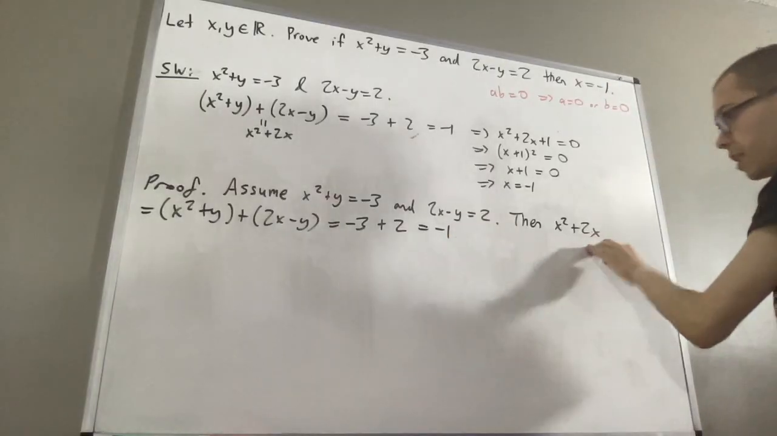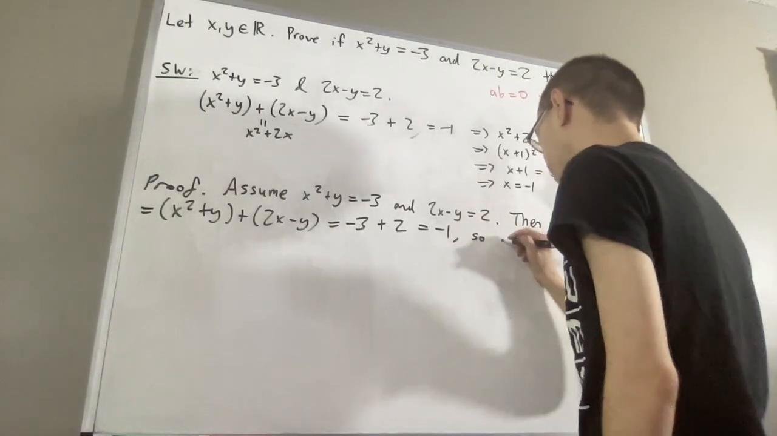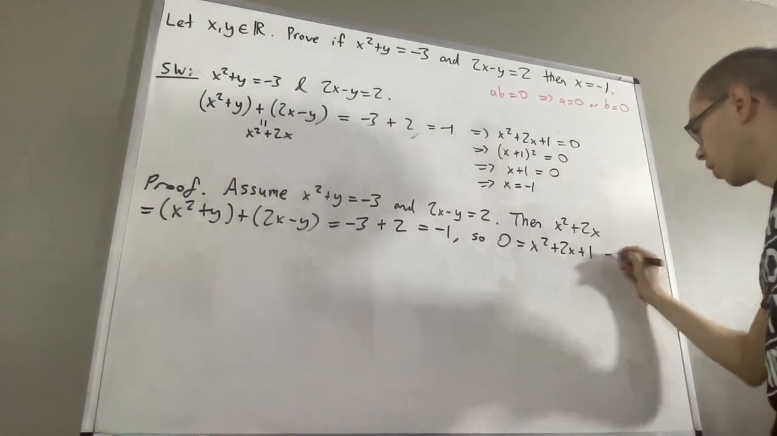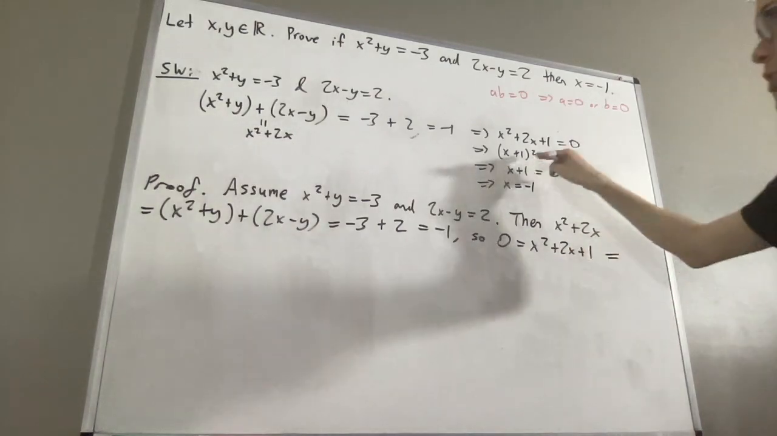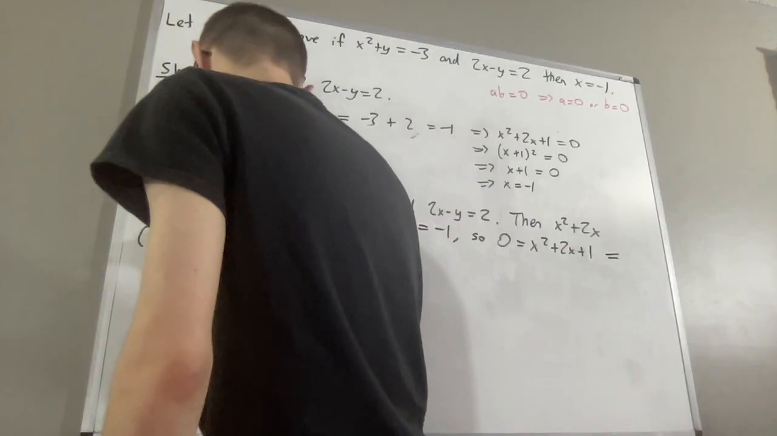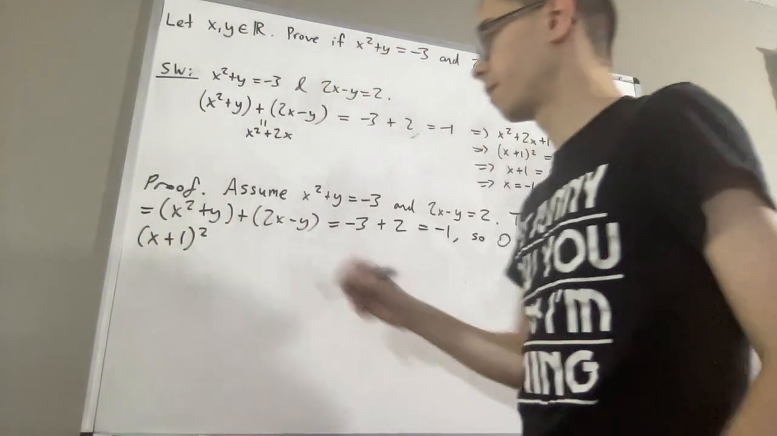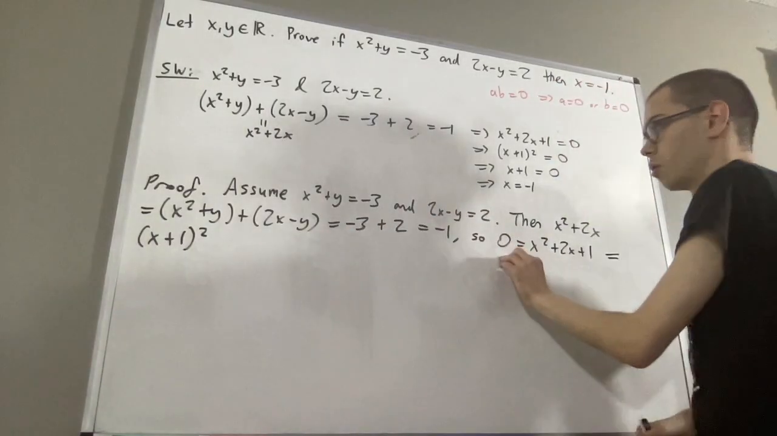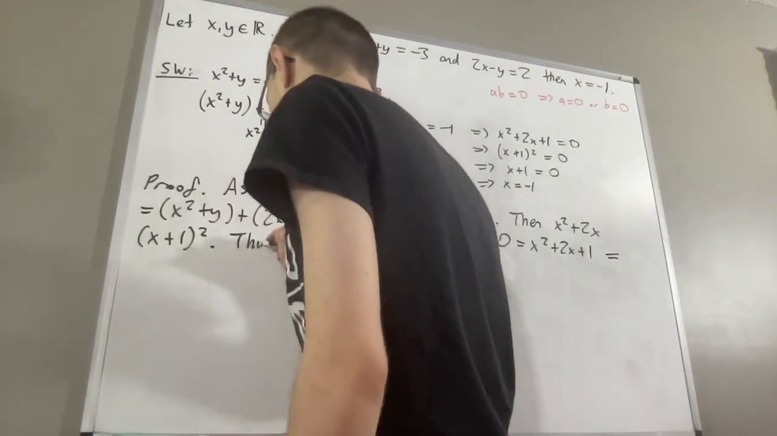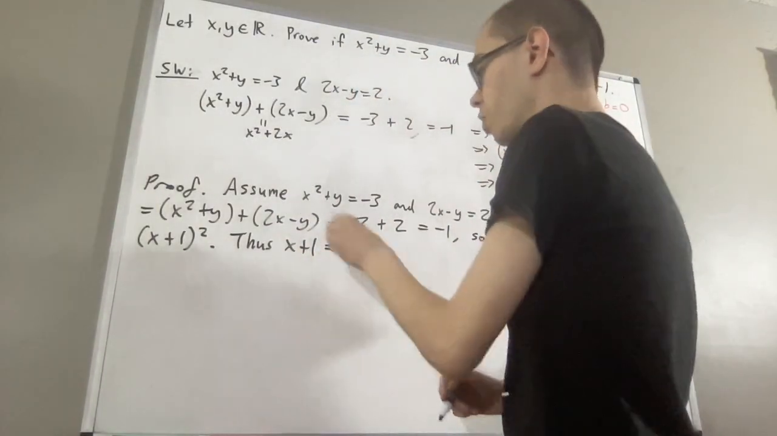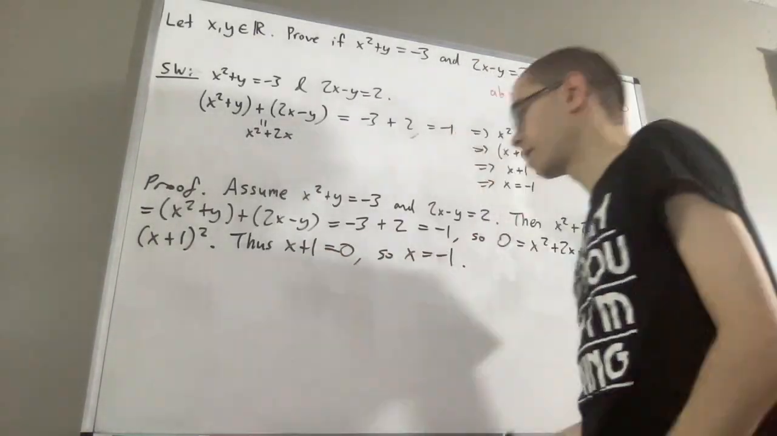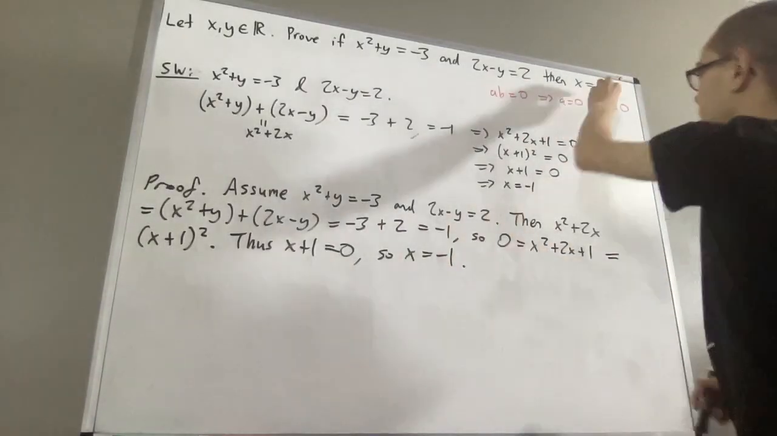Then we add 1 to both sides. So we're going to have 0 equal to x squared plus 2x plus 1. And we notice that this is precisely x plus 1 squared. So I'm going to say that's equal to x plus 1 squared. So x plus 1 squared is equal to 0. We saw that that implies x plus 1 is equal to 0, just by this property. But since x plus 1 is equal to 0, we just subtract 1 to the other side, so we get x is equal to negative 1. So that's it. We've logically deduced x is equal to negative 1.